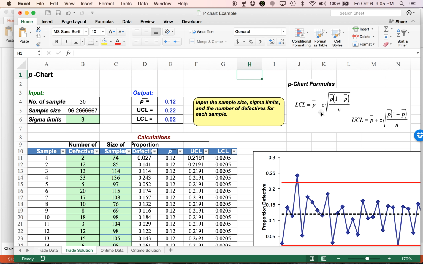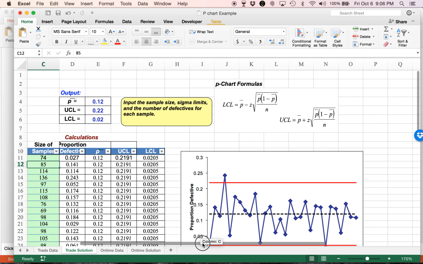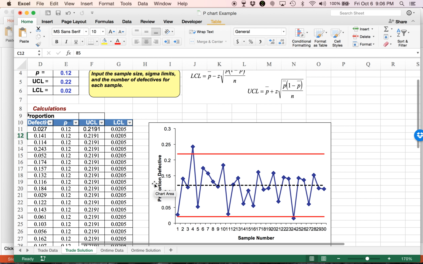They're actually defined by here. You see these formulas here. So you don't have to worry about them, but these are the binomial limits, assuming the binomial distribution. So you see that it's all calculated for here. I have my trade data here, and I look at the number of samples, and I have a little plot here with the control limits in here.